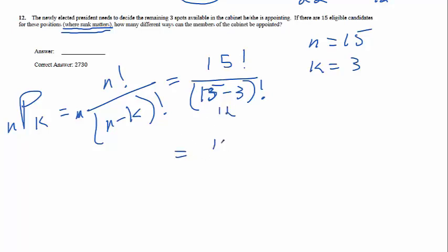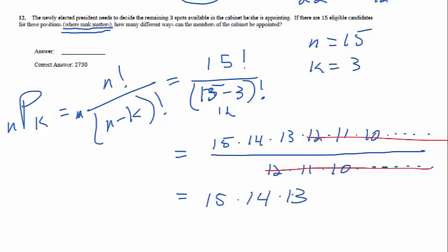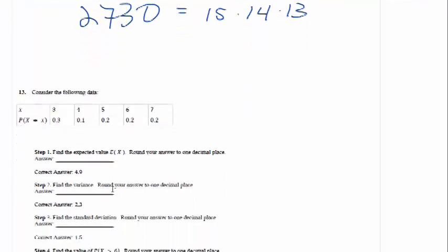So this is equal to 15 times 14 times 13 times 12 times 11 times 10 and so on, over 12 times 11 times 10 and so on. That set cancels that set, and we end up with 15 times 14 times 13, which is relatively easy to type into our calculator. And that gives us 2730. There are 2,730 different permutations for the eligible candidates. Okay.